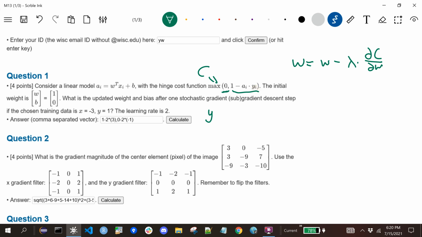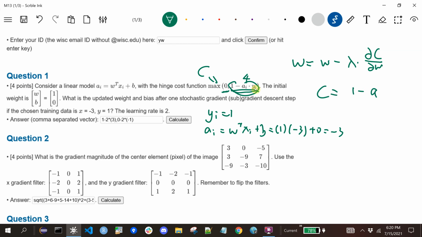We know y is 1, and we know a is just w transpose x plus b. So w is 1, x is minus 3, b is 0, so this is minus 3. So 1 minus 3 times 1 will be 4. So 4 is larger than 0, so we are in this region here. So basically now c is just 1 minus this.